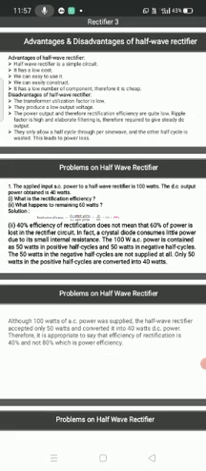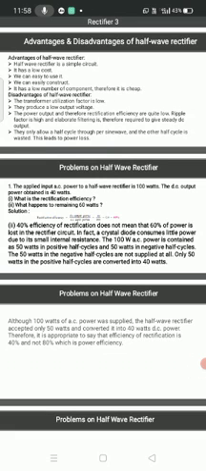Next, we will discuss the disadvantages of the half-wave rectifier. Every electrical and electronic component has advantages and disadvantages. Like that, this half-wave rectifier also has disadvantages. So first, the transformer utilization factor is very low, because we are taking only one half cycle.